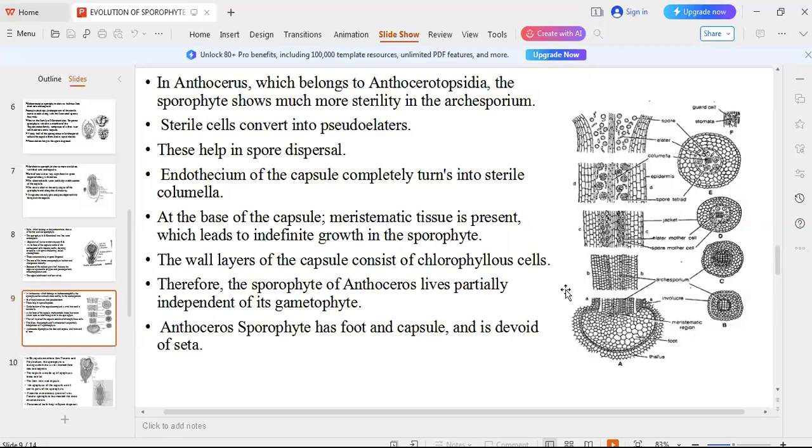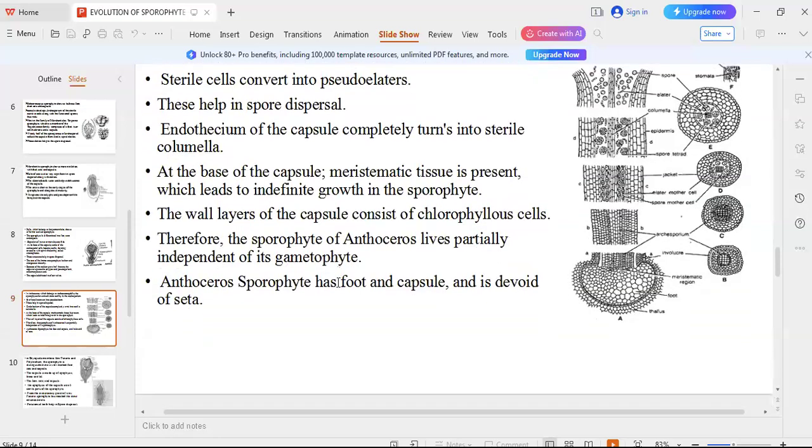In the place of seta, meristematic tissue is present, in the capsule, which leads to indefinite growth in the sporophyte. The wall layers of the capsule consist of chloroplast-containing cells. Therefore, the sporophyte of Anthoceros lives partially independent of its gametophyte. This Anthoceros sporophyte has a foot and capsule and is devoid of seta. Because of that, at the seta place, meristematic tissue is present.